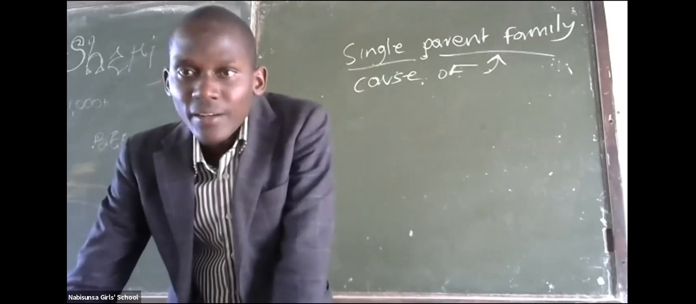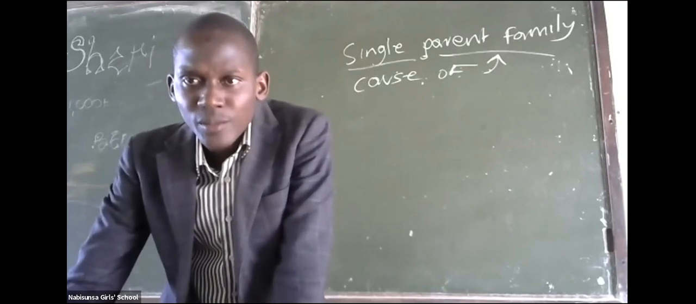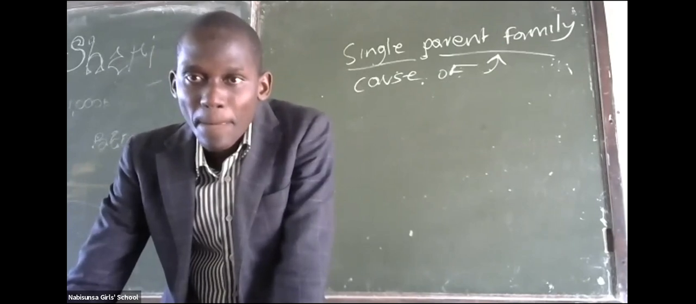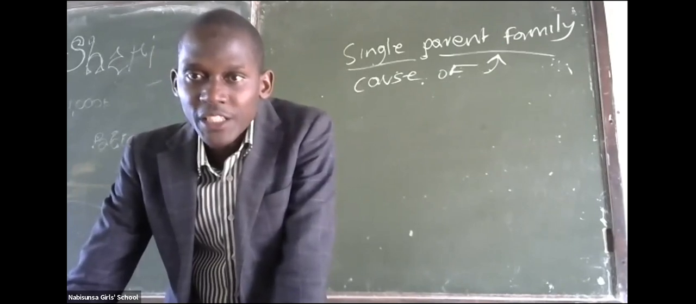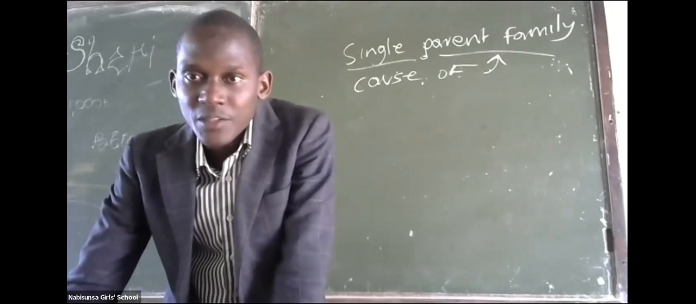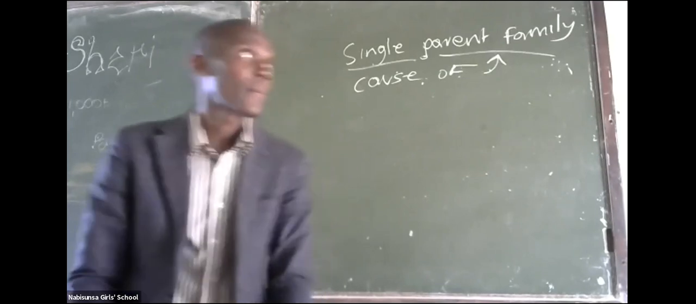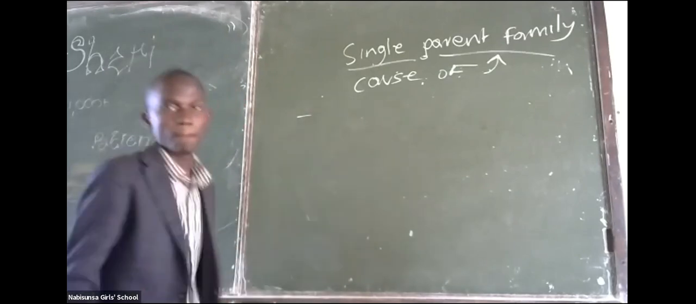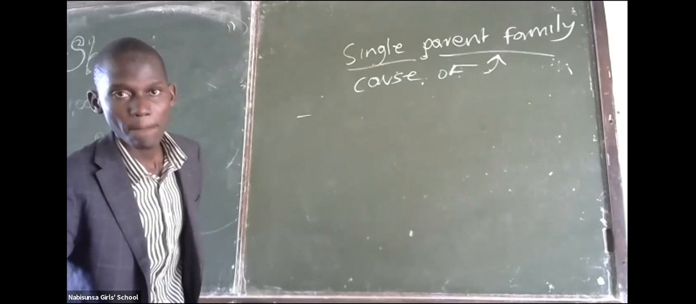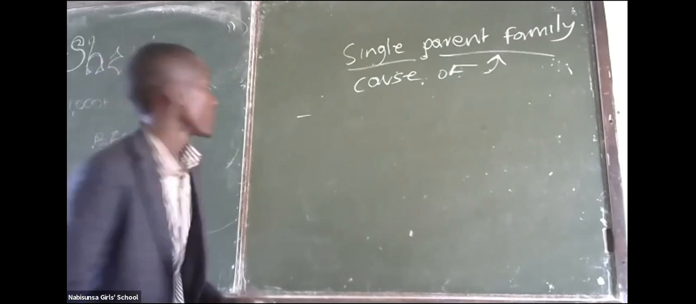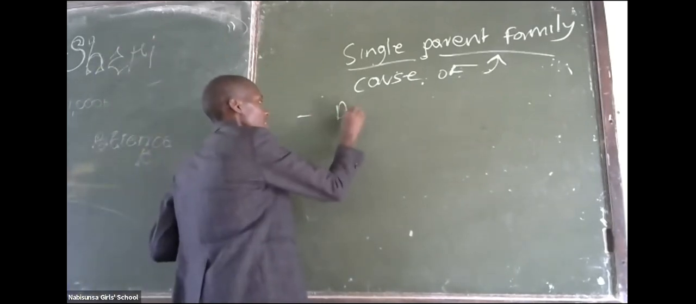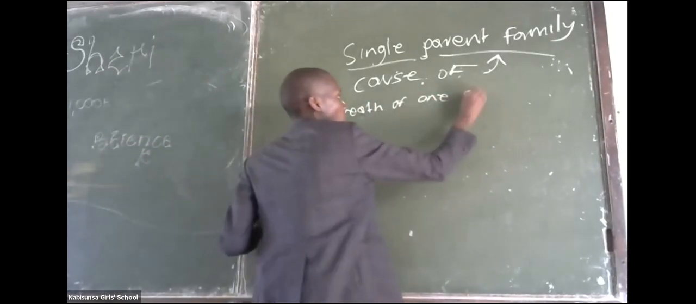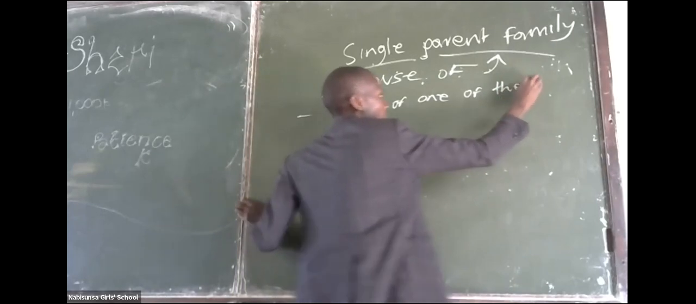Purity, unmute yourself and say something. One of the causes of single parent families is death of one of the parents. Death, we have death of one of the parents.